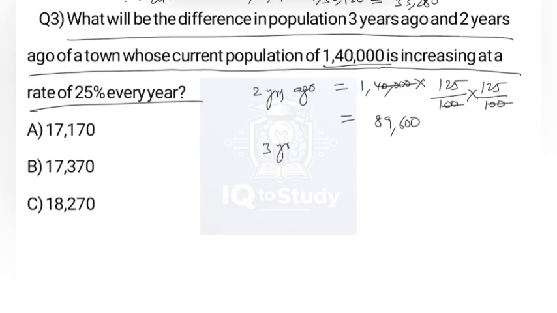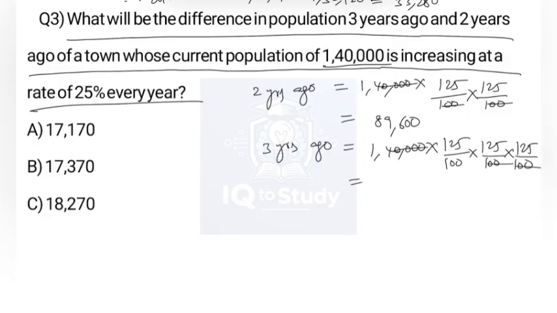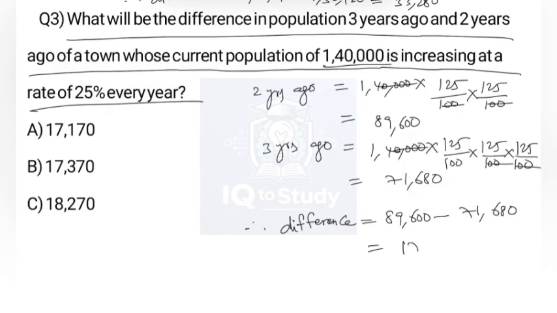which is equal to 89,600. And 3 years ago it is equal to 1,40,000 into 125 by 100 into 125 by 100 into 125 by 100, which is equal to 71,680. Therefore, difference is equal to 89,600 minus 71,680, which is equal to 17,920.